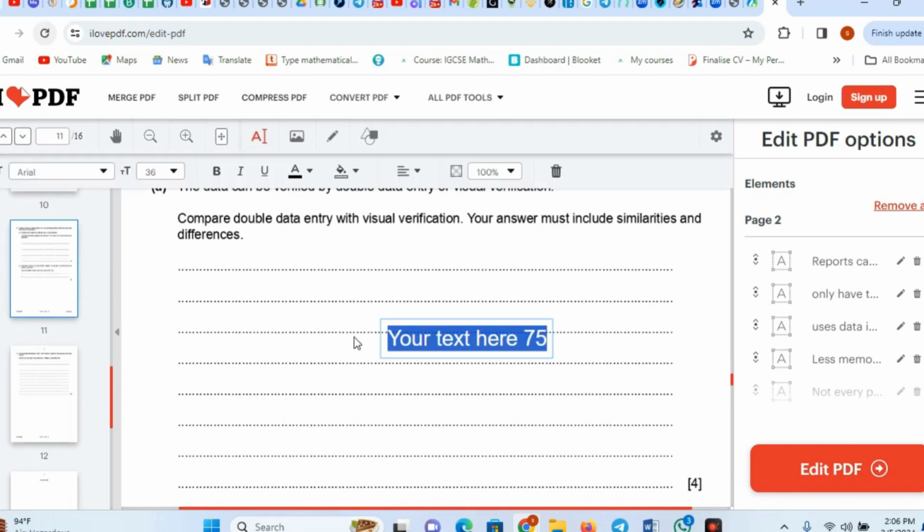Just like we discussed earlier, I told you, let us have similarity on top, so that we'll be able to differentiate which one is similarity and which one is difference. Similarity.